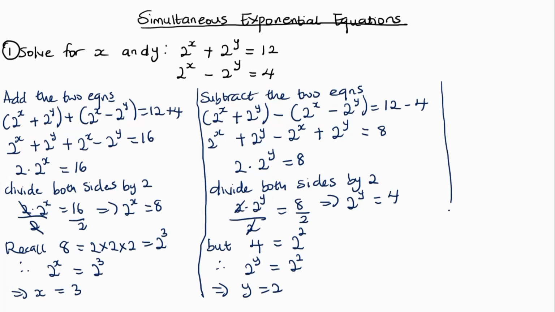So from this right here, x is equals to 3 and y is equals to 2, and this is the answer. So guys, this is how you can solve a simultaneous exponential equation. So right here guys, let's take a look at the next example question.